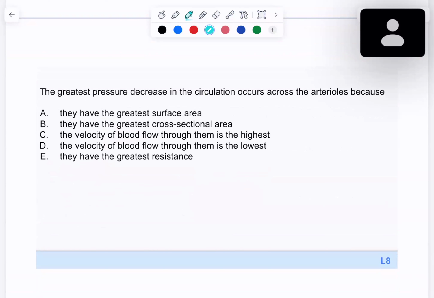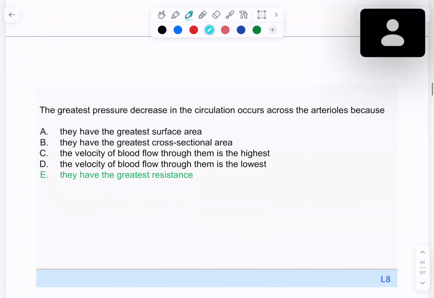Here's another question. The greatest pressure decrease in the circulation occurs across arterioles because... this is just a recall question. Excellent. Okay, I'm seeing A and E. So the correct answer is E, but I want to know why do you think it is A?